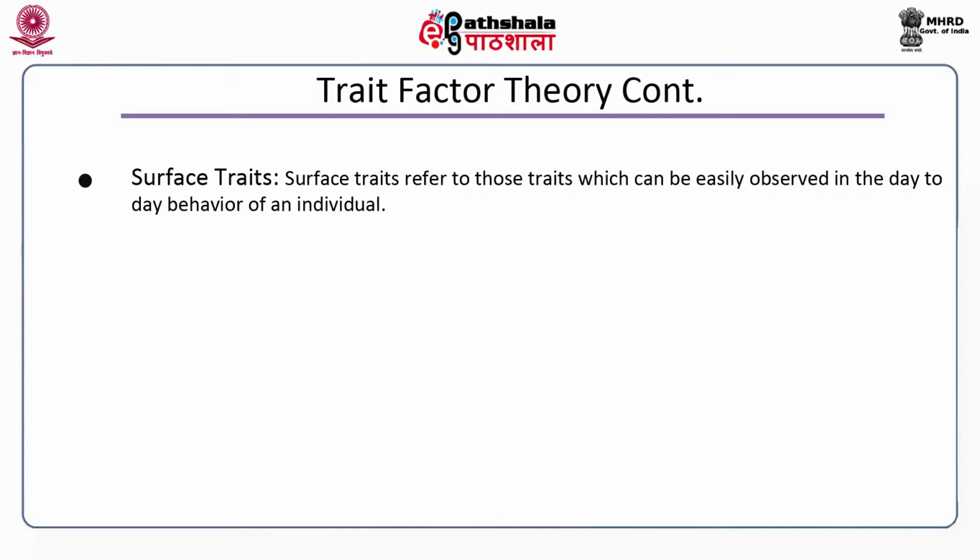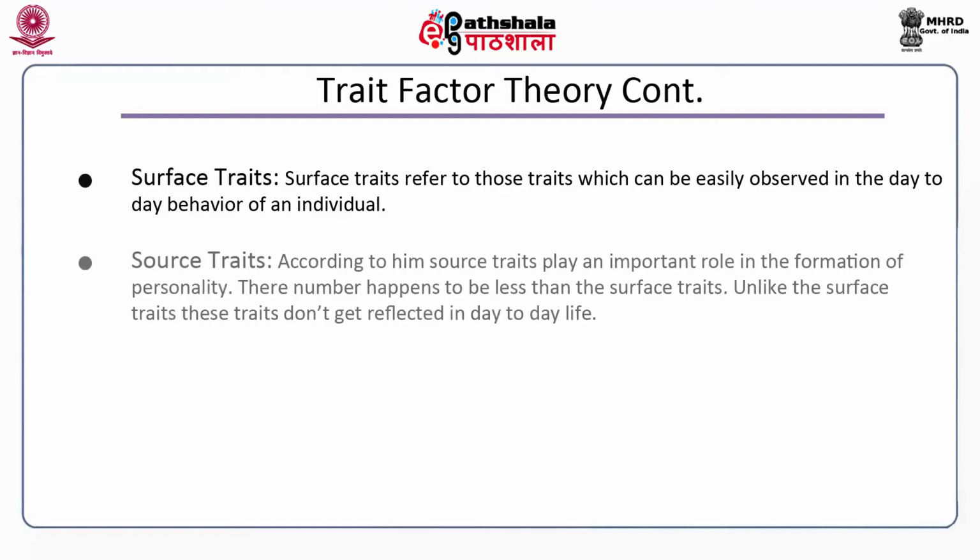They are integrity, cheerfulness and altruism. Source traits. According to him, source traits play an important role in the formation of personality. Their number happens to be less than the surface traits. Unlike the surface traits, these traits don't get reflected in day-to-day life. He says that there are 23 source traits which are found in the normal individual and 12 source traits that are found in abnormal people.